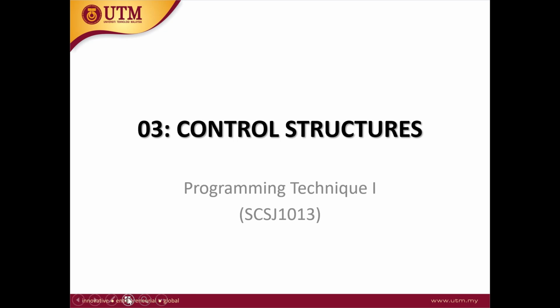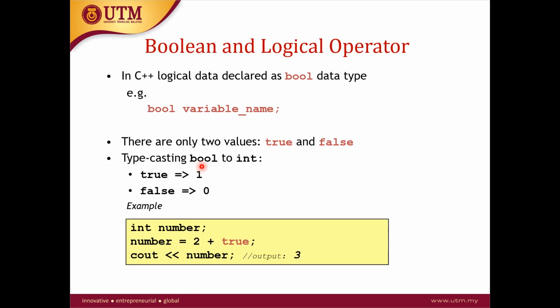Everyone. This is the third chapter of the programming concept using C++ programming language, and in this chapter we are going to talk about the control structures of the C++ programming language, or programming languages in general. So the first thing to be talking about is the Boolean and logical operators. What do you mean by that?